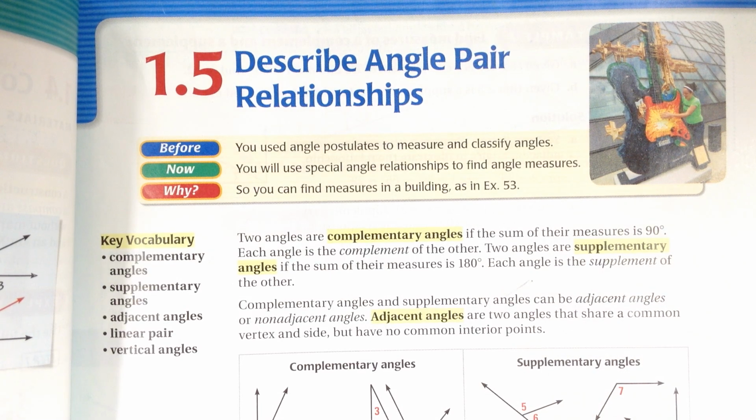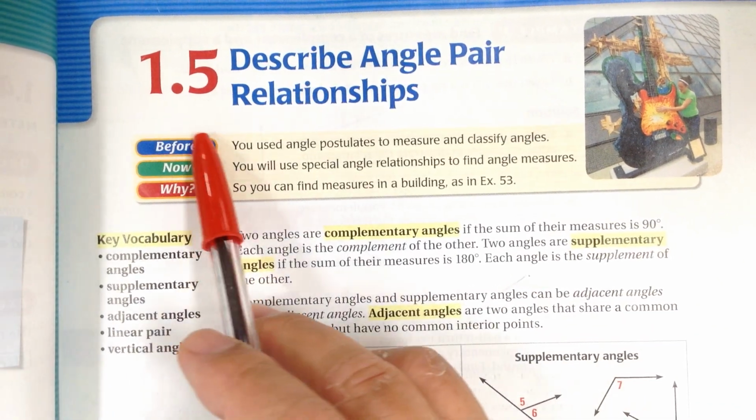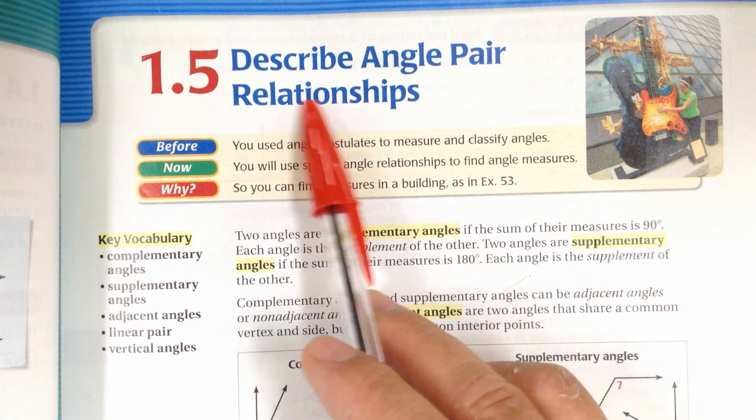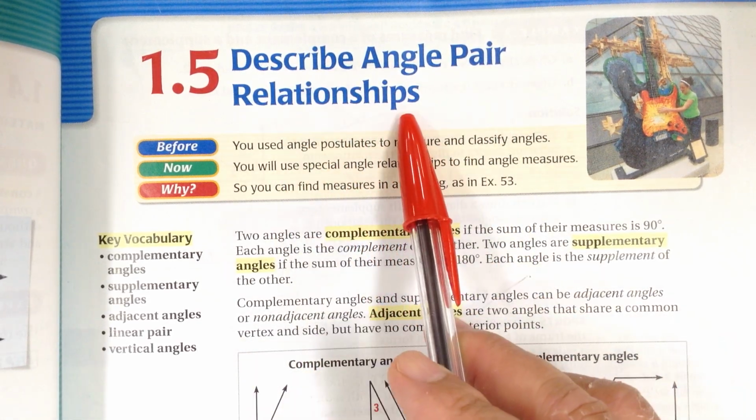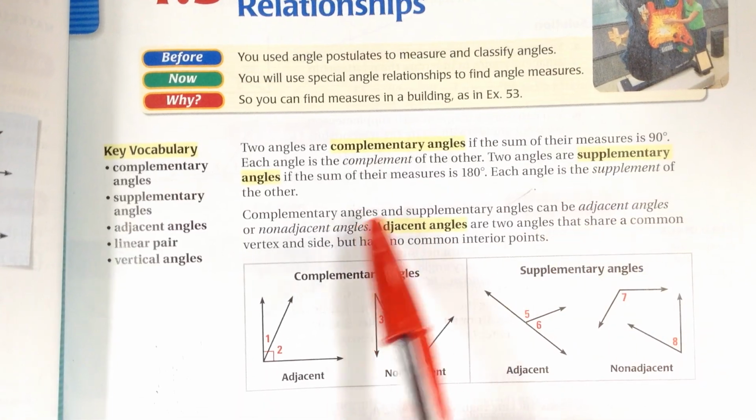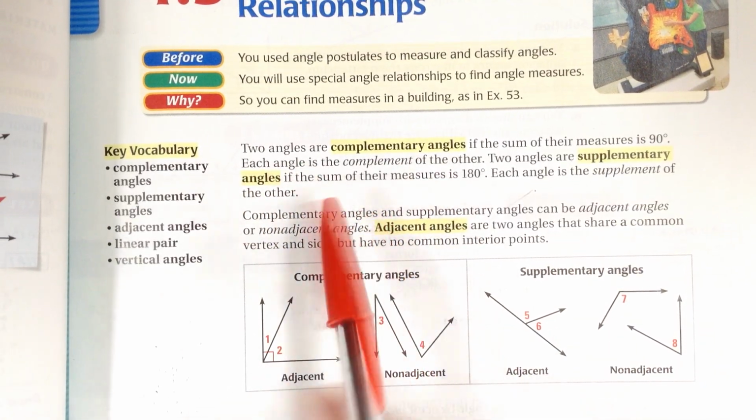Let's go to page 35. This is lesson 1.5, and this lesson is to describe angle pair relationships. Okay, so first let's go over some of the vocabulary.